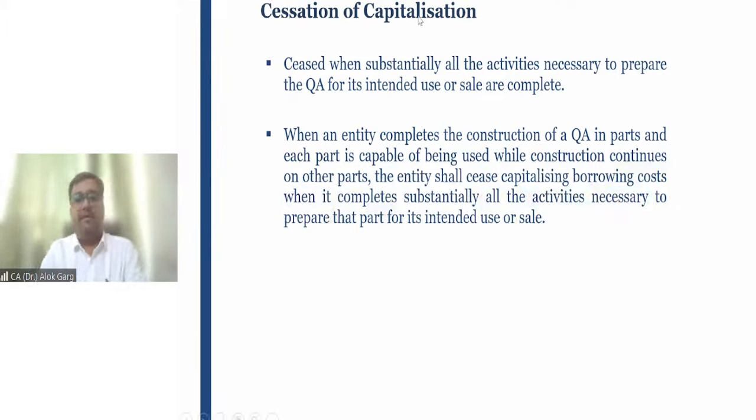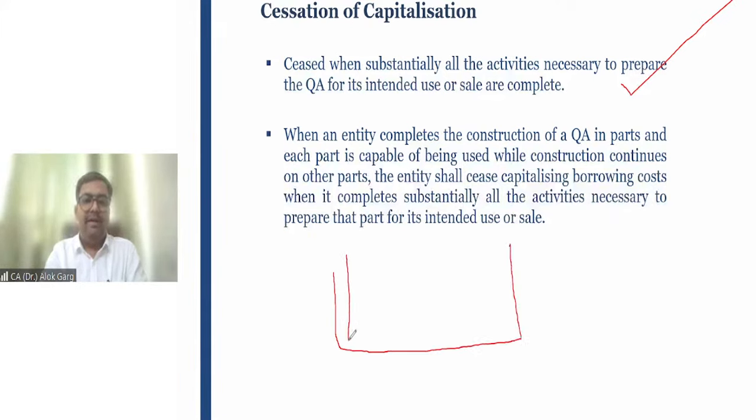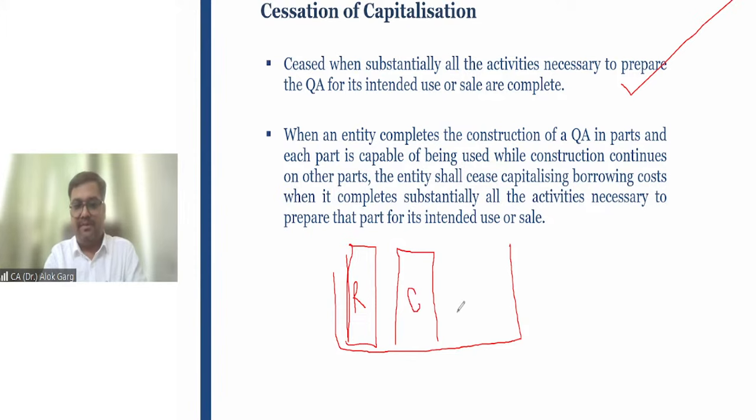Now, the second part, what the standard says. So this part we have understood, sir. If the asset is substantially completed, then borrowing cost capitalization should stop there. Now, what happens? You must have seen a bigger project, for example, where there are three buildings. Building number one is a residential building. Building number two is a commercial building, used for office purposes. Building number three is, let's say, a theater. It is a cinema hall.